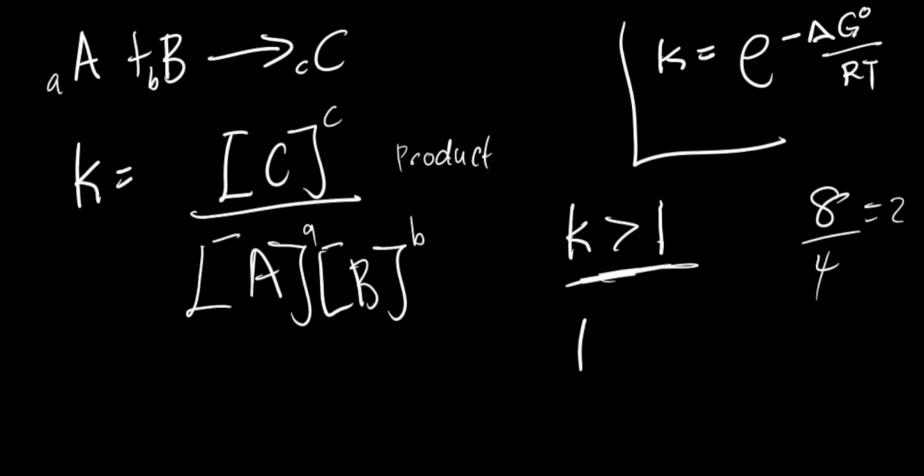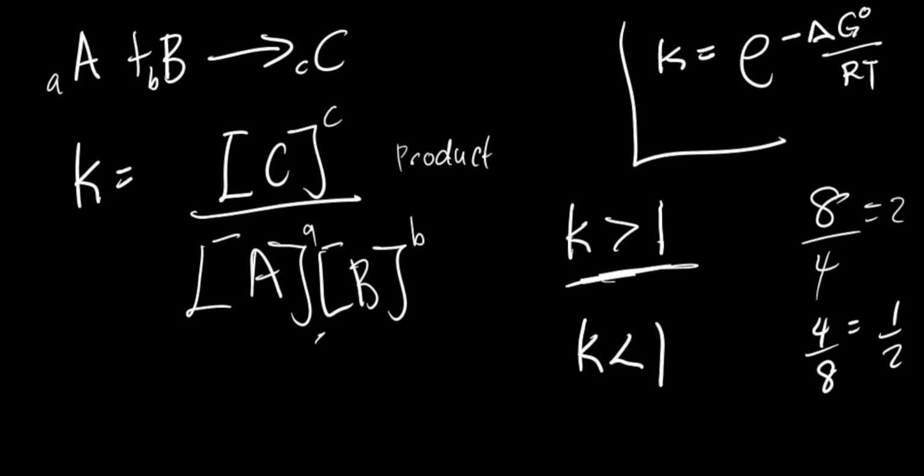However, if we have K less than 1, say for instance we have 4 divided by 8, this is 1 over 2, and it means that we have more reactants than we have product. The reverse reaction is favored.